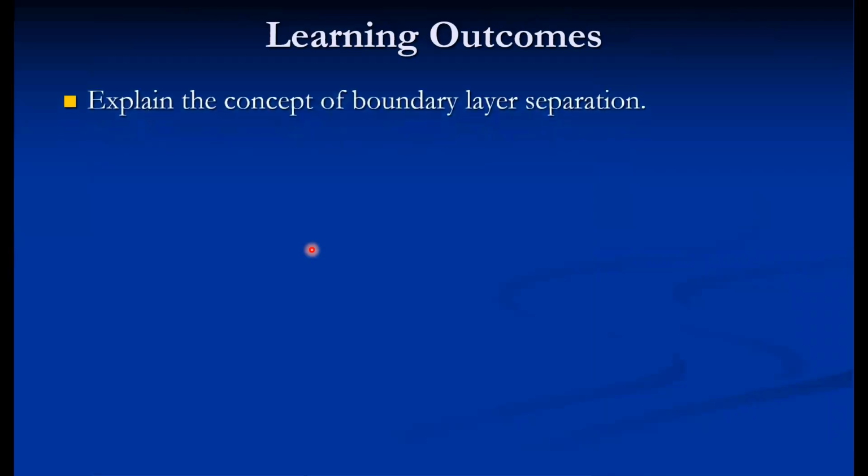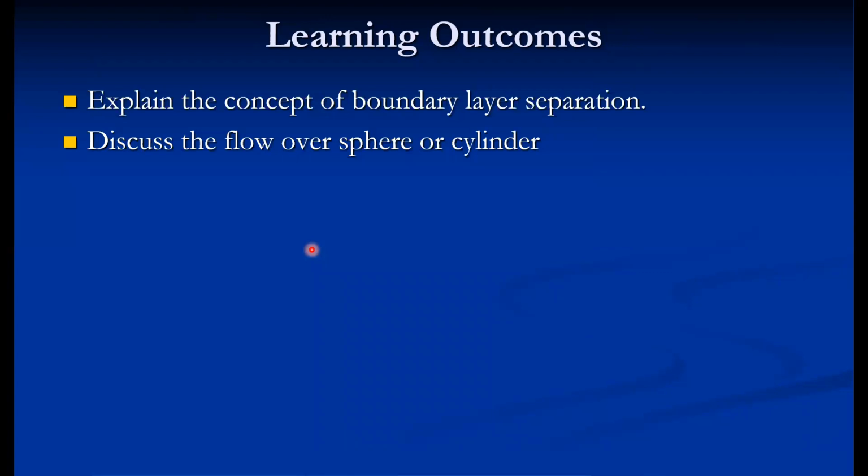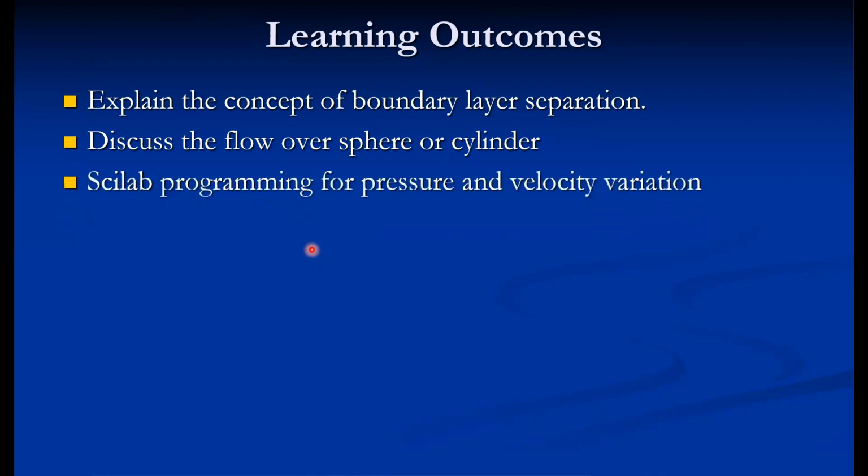After the end of this experiment, you could explain the concept of boundary layer separation and the important parameters in boundary layer separation. You could discuss how the flow over a sphere or cylinder takes place, what the variation of velocity and pressure is, what the important characteristics are, and what the conditions are when the flow is attached, when it is detached, when it is at the point of separation, and how to modify your design after analysis.